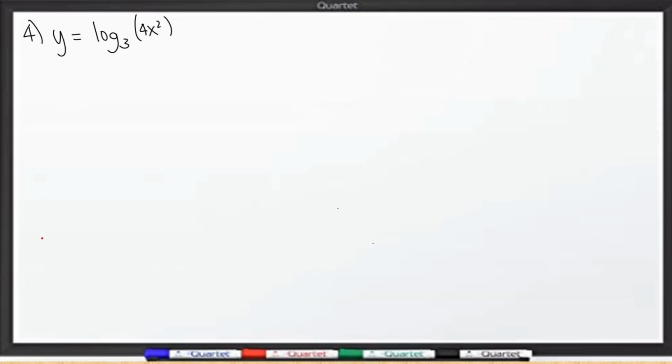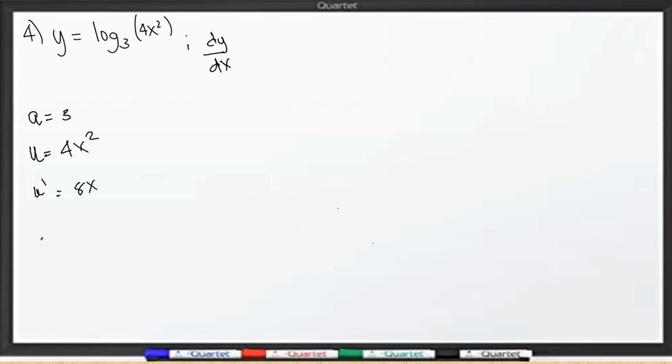Okay, we have another example. What if we have y is equal to the logarithm of 4x squared to the base 3? And we are asked to find what is dy over dx. Same process pa rin po, ano? Paulit-ulit lang po. Again, identify what is a. A is equal to 3. And then identify what is u. U is equal to 4x squared. Identify u prime. U prime is equal to 8x.